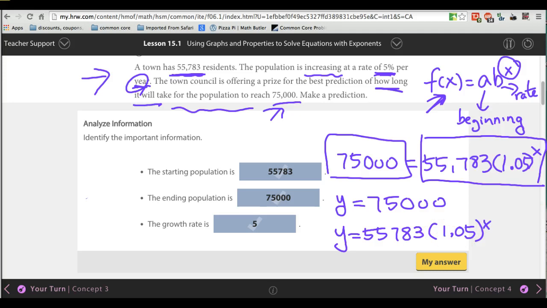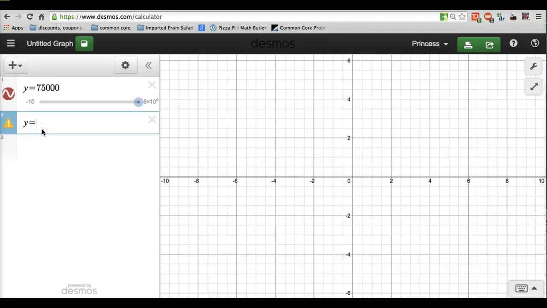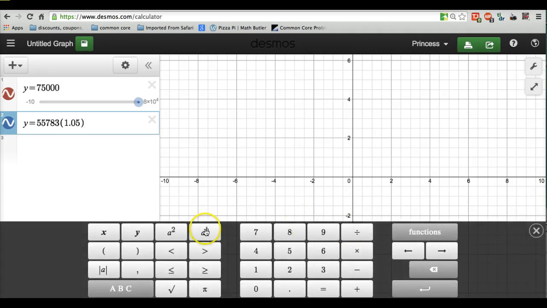So what we're gonna do right now is just plug that in, okay? So here's my first equation. Y equals, I know I wrote down my number somewhere, 75,000. Then I'm going to write my second equation, which is y is equal to 55,783 times, and then I put that in parentheses, 1.05, and then raised to the power of, you click on this, raised to the power of x.